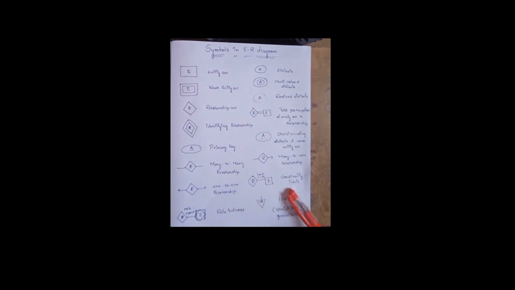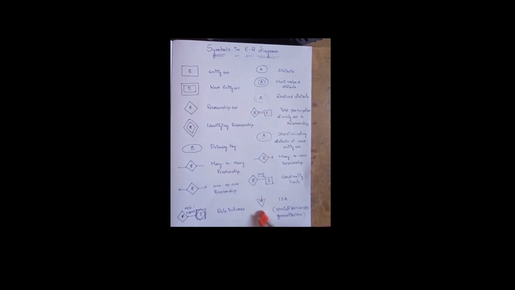Okay, this is the cardinality limit. This is a relationship enclosed in a rhombus, and this is an entity enclosed in a rectangle, with a link between the relationship and the entity, and it has a limit of 1 to h. Till h we have a limit. So we call this a cardinality limit. And this is ISA, which is enclosed in a reverse triangle, which we call specialization and generalization. So these are the symbols which form an ER diagram.